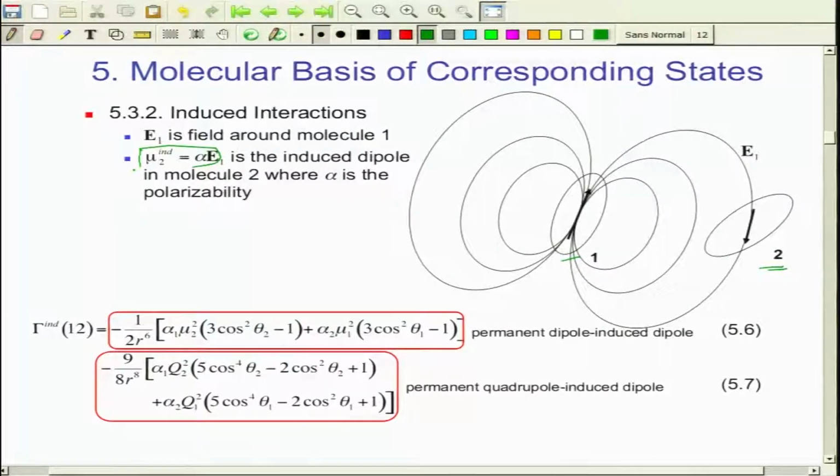So now you have a case of permanent dipole or permanent quadrupole and induced dipole here, and this is where you can again get expressions which you can come up with. I am not going into the details of how this has been evaluated, but what is important is that this expression exists. If you have a permanent dipole, then there will be an induced dipole, or if you have a permanent quadrupole, then the other molecule will have an induced dipole. And this is the contribution due to that.